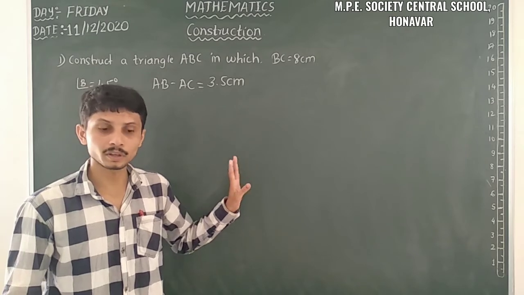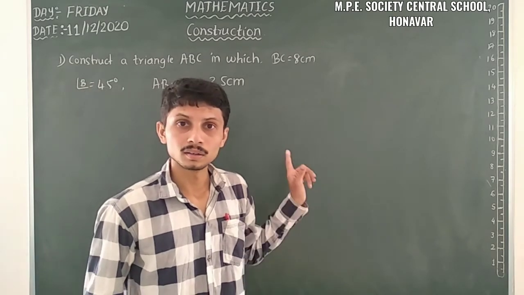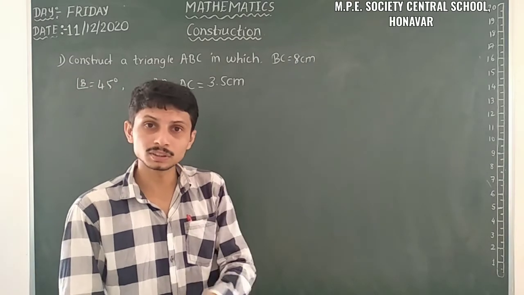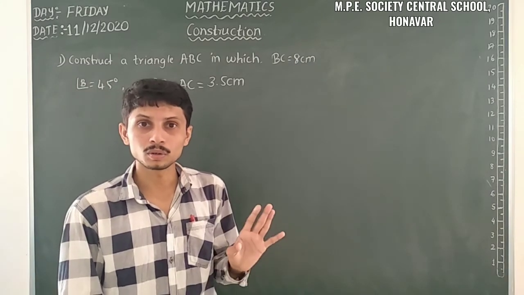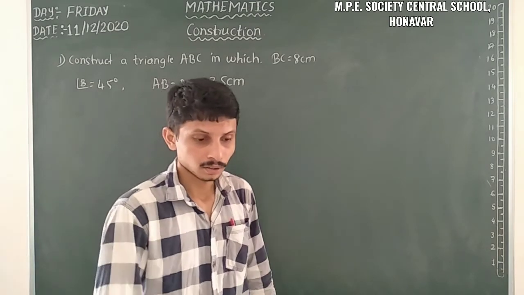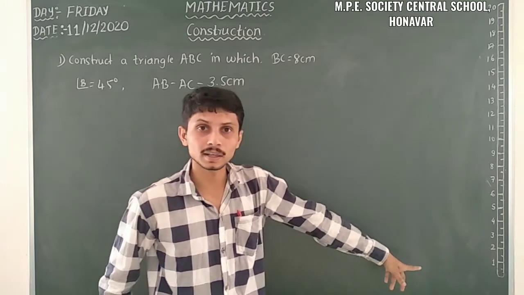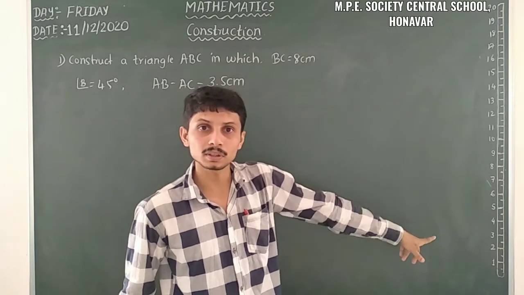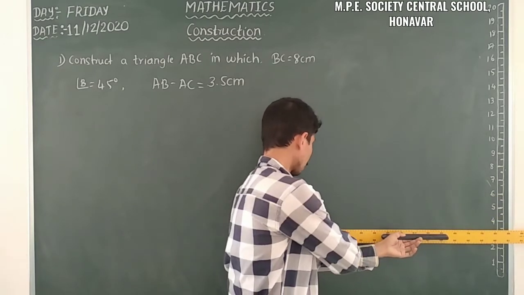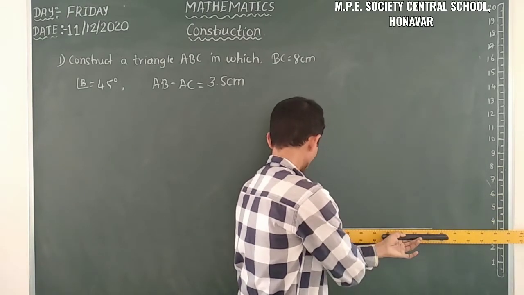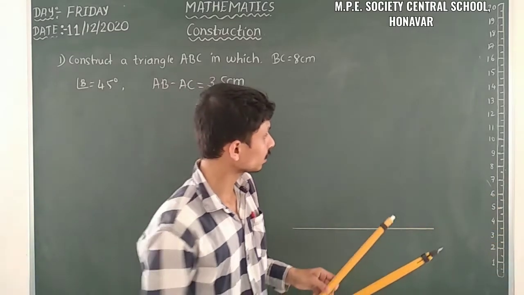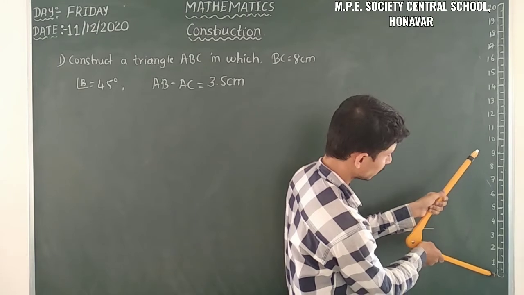Firstly, we have to construct a base BC. So let's take the BC of length 8 cm. Using your scale, you have to draw your length BC is equal to 8 cm. Here I have a separate scale, and using that scale only I will take the measurement. Firstly I will draw a common line, and then I will take the length of 8 cm here.